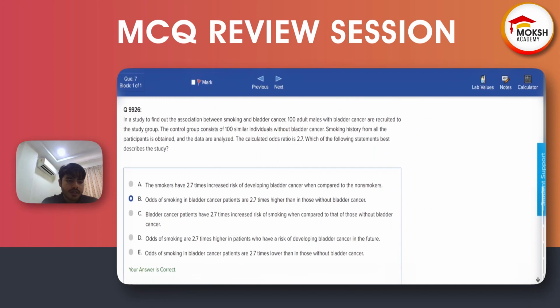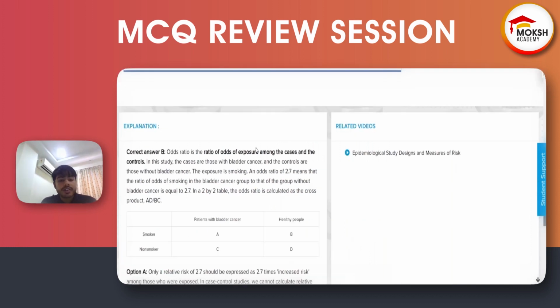Here it is: odds of smoking in bladder cancer patients are 2.7 times higher than those without bladder cancer. This is what this question implies when it states the odds ratio. Odds ratio is the ratio of odds of exposure among the cases and the controls. In this study, the cases are those with bladder cancer, controls are those without bladder cancer. Exposure is smoking. An odds ratio of 2.7 means that the ratio of odds of smoking in the bladder cancer group to that of the group without bladder cancer is equal to 2.7.